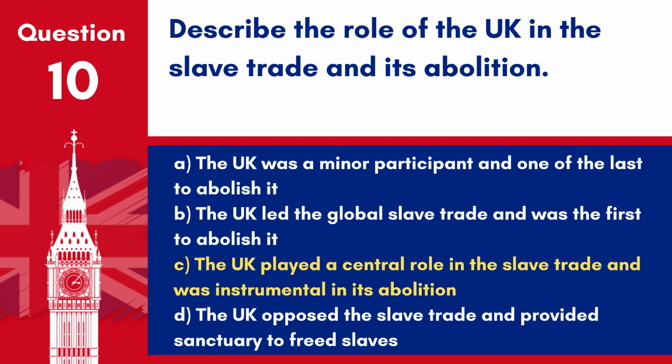Answer: C. The UK played a central role in the slave trade and was instrumental in its abolition. The UK was a major player in the transatlantic slave trade, but also took a pioneering role in the abolition movement, passing the Slave Trade Act in 1807 and the Slavery Abolition Act in 1833.